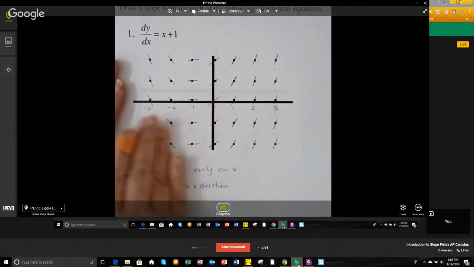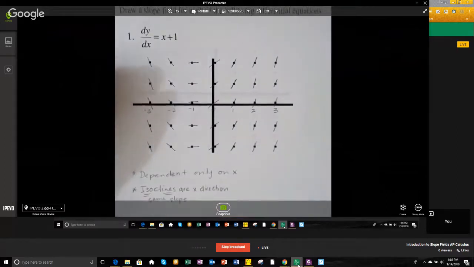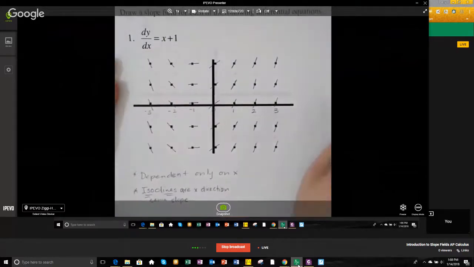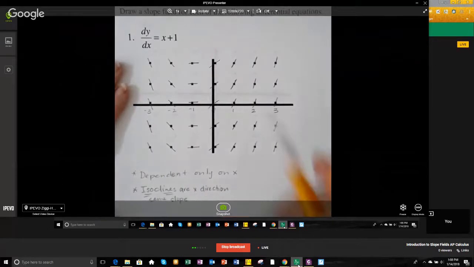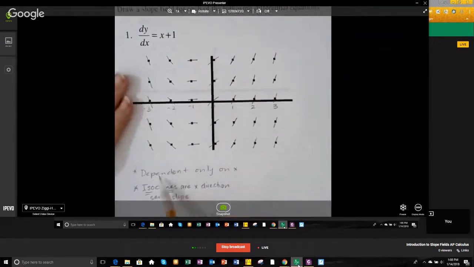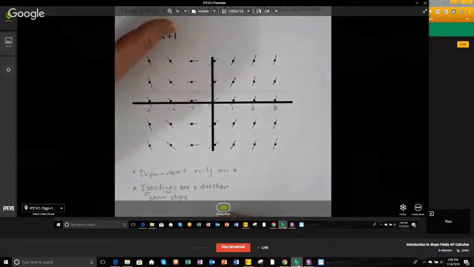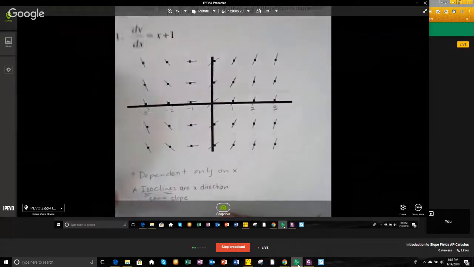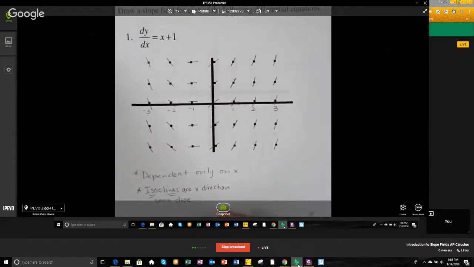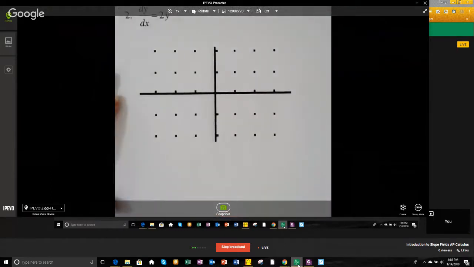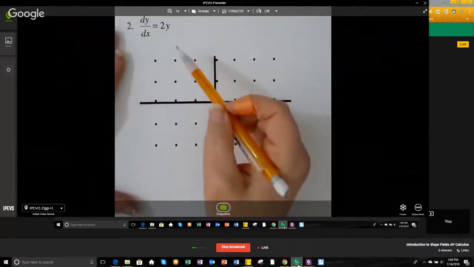slopes are negative. And so that tells a lot about the function if we weren't able to take the antiderivative of this, which is pretty interesting. So it's dependent on only x. That means the isoclines are in the x direction, and isocline means same slope. And we can just tell a lot about the parent function. And the family of functions here would be parabola.